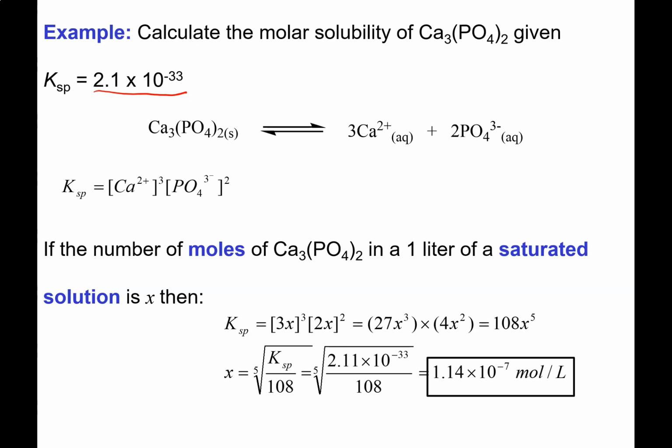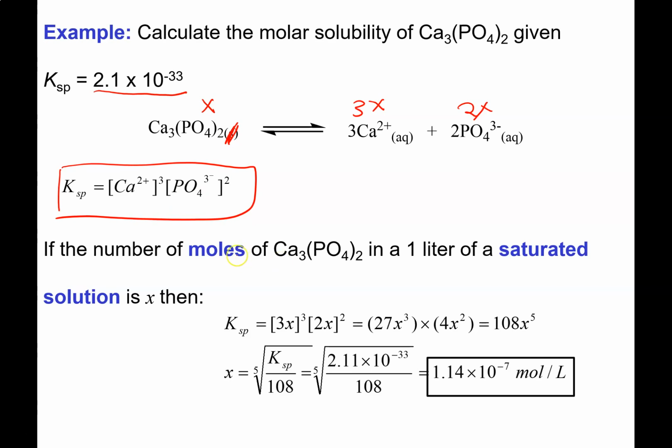When calcium phosphate dissolves, we get 3 moles of calcium ions and 2 moles of phosphate ions. So if x moles of calcium phosphate dissolve, we would get 3x moles of calcium ions and 2x moles of phosphate ions. So here's the Ksp expression. We have to take the cube of the calcium ion concentration and multiply that by the square of the phosphate ion concentration. We don't include the solid in our equilibrium expressions.